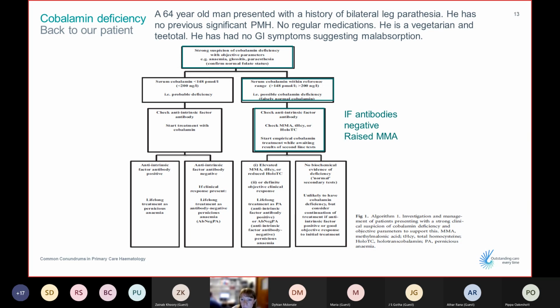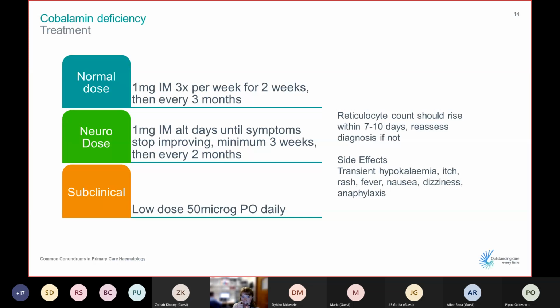So our patient was negative for intrinsic factor antibodies, but had a raised MMA. And on the basis of this, we can confirm his B12 deficiency and start him on appropriate treatment for it. And this is a table of treatments.